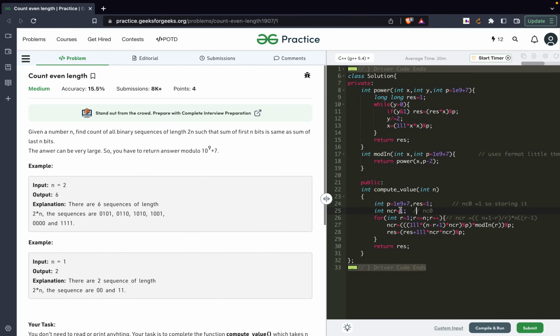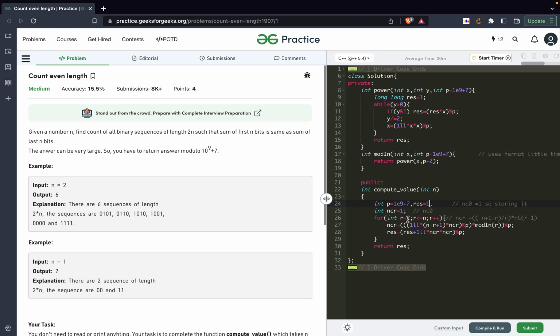So over here I have taken P as 10 to the power 9 plus 7. The result I have taken as 1. The only reason for that is that I have started the loop from 1 itself, and since nC0 also needs to be considered, I have already added 1 to the solution. So nC0 is always 1, so I have added this, right? Also nCr is 1 initially, so initially nCr means nC0, and this is 1.